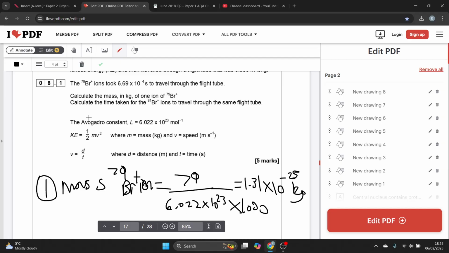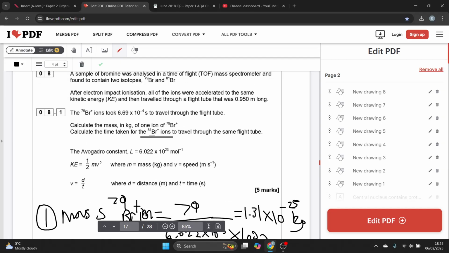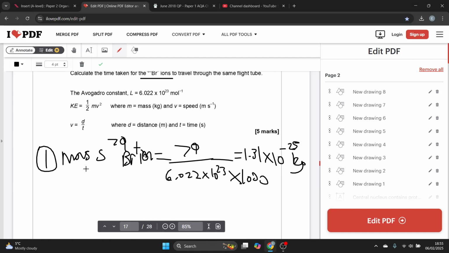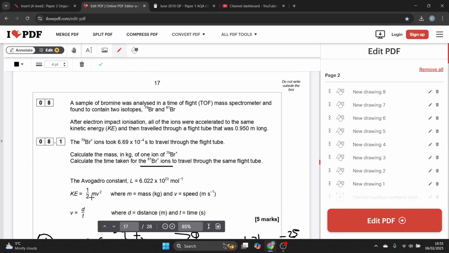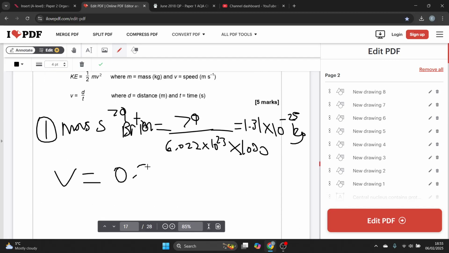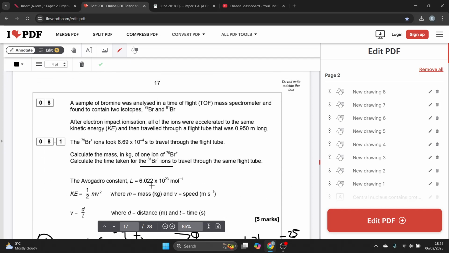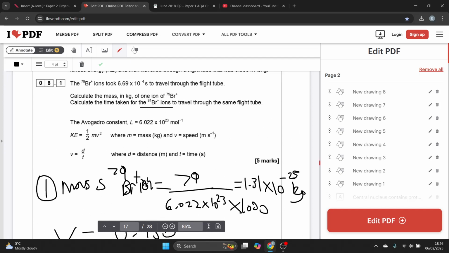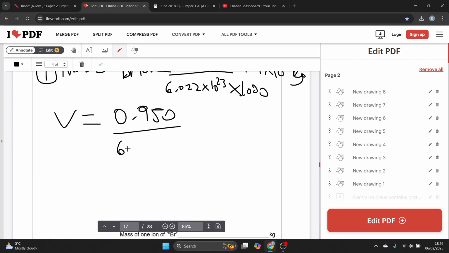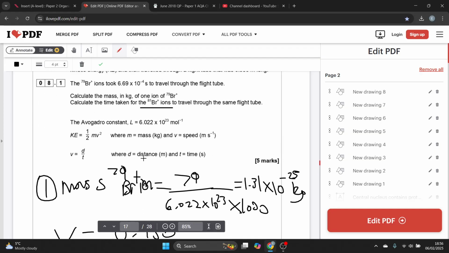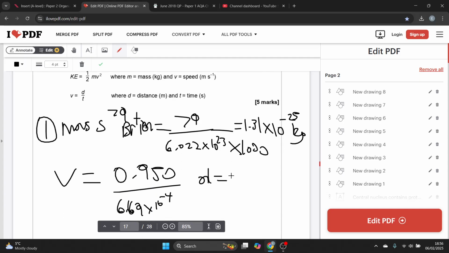I'll calculate the mass of this ion in order to calculate the time, but now I can find out the velocity. Actually, not even the velocity. Yeah, I can find the velocity: 0.940 divided by the time taken for the 79Br plus ion, 6.69 times 10 to the power minus 4. And now that I've got the velocity, I can find out the distance.